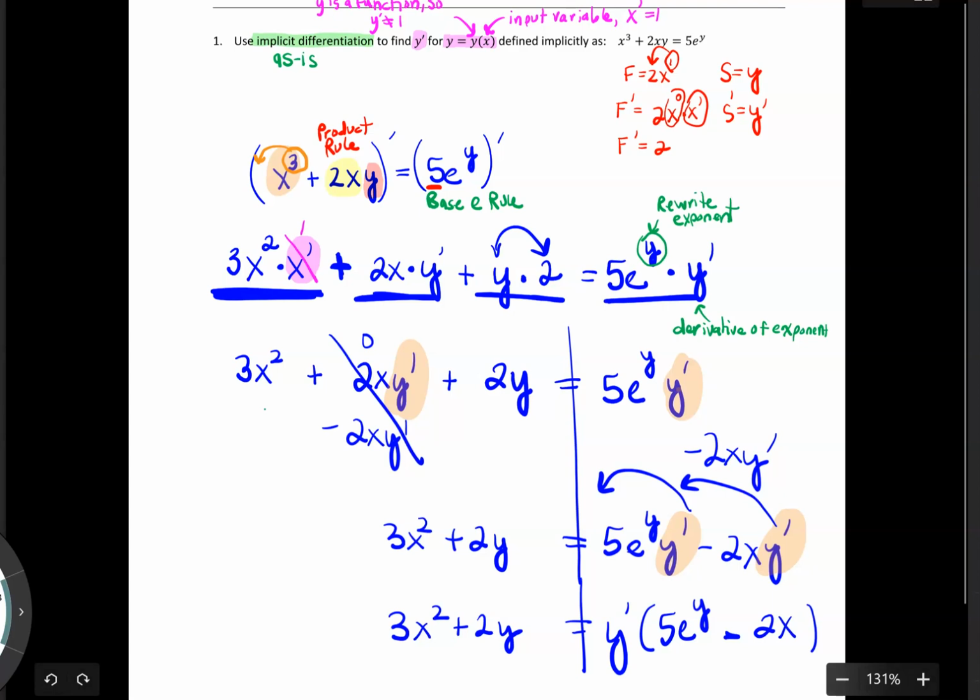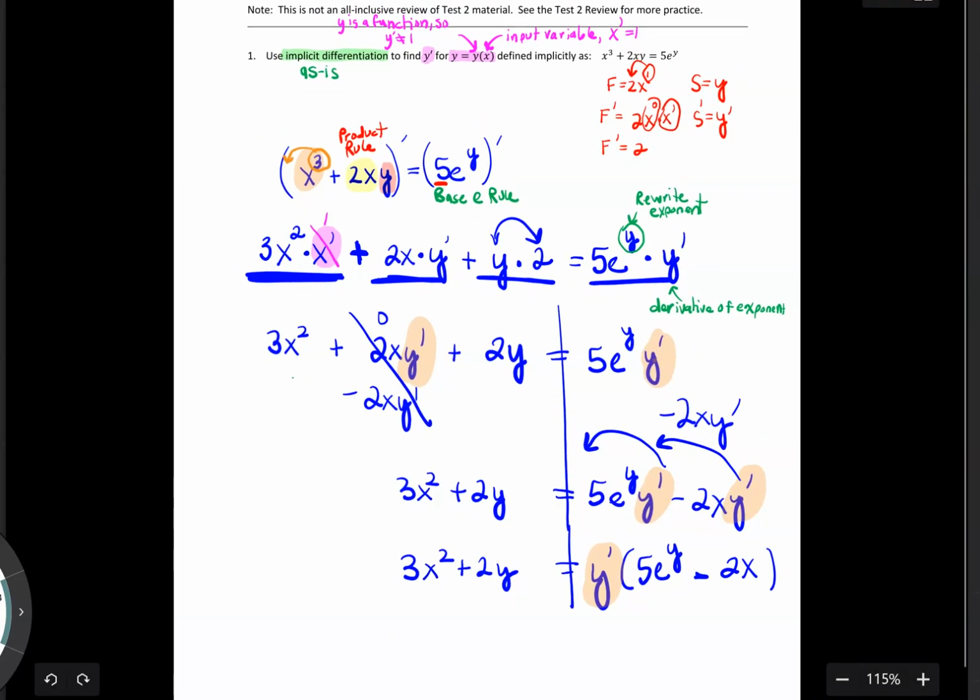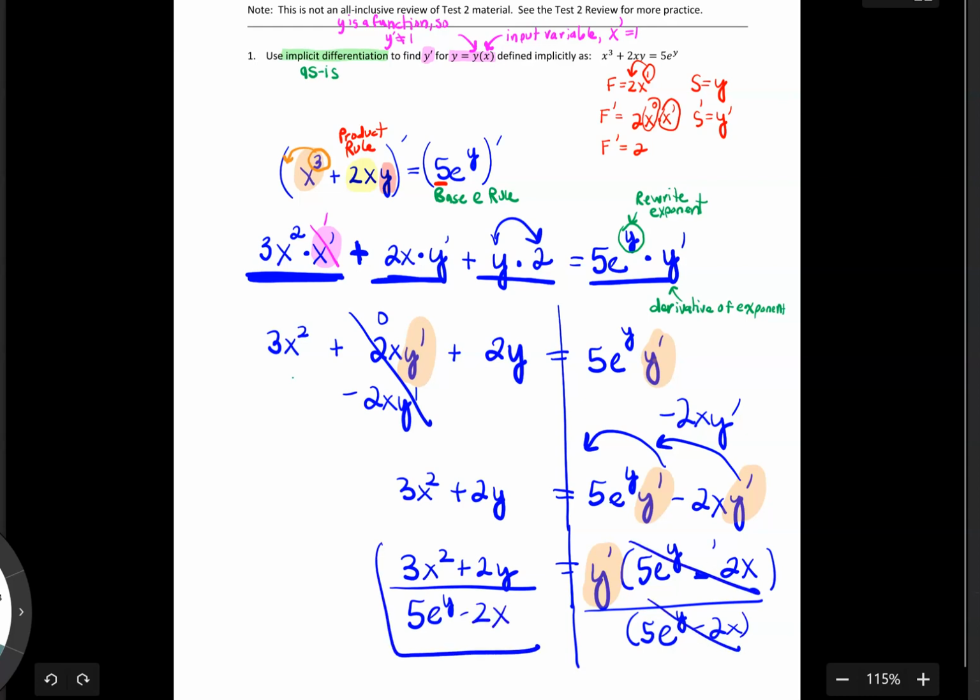Now that I have y prime in one location, since that y prime is being multiplied by this binomial, I'll just divide both sides by that binomial. So I'll divide by 5e to the y minus 2x. On the other side, I'll divide by 5e to the y minus 2x. This will divide to 1, and I get my y prime. My y prime is just equal to this fractional amount. We weren't told to evaluate that derivative for a certain x and y value, so we're done. We found the derivative of y implicitly.